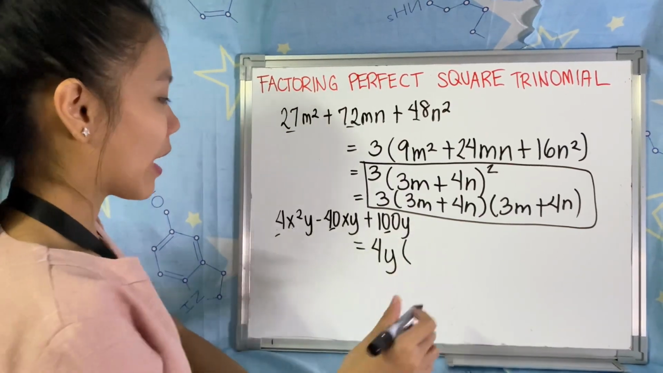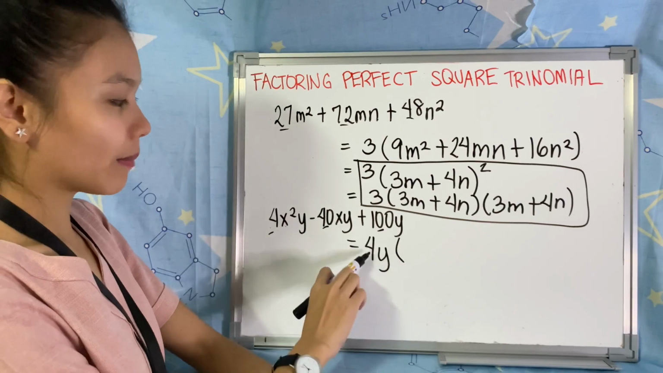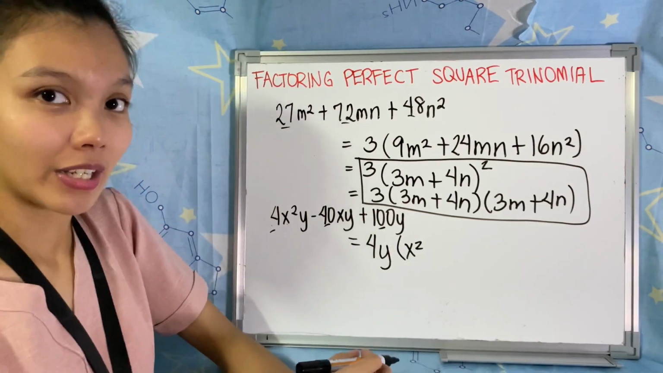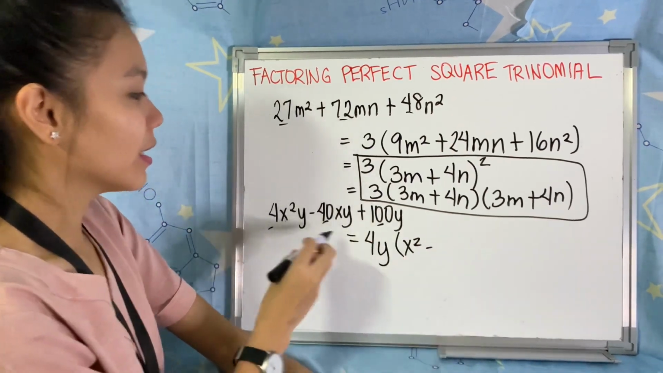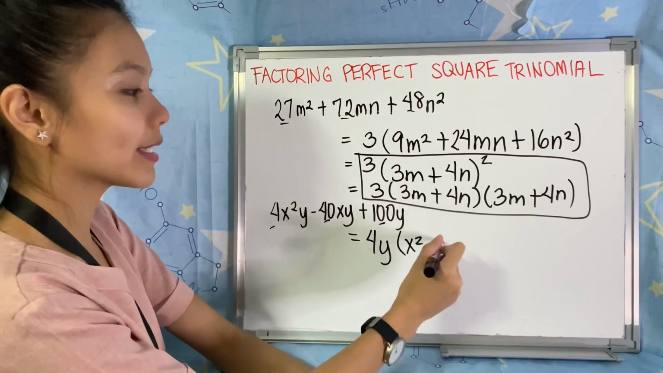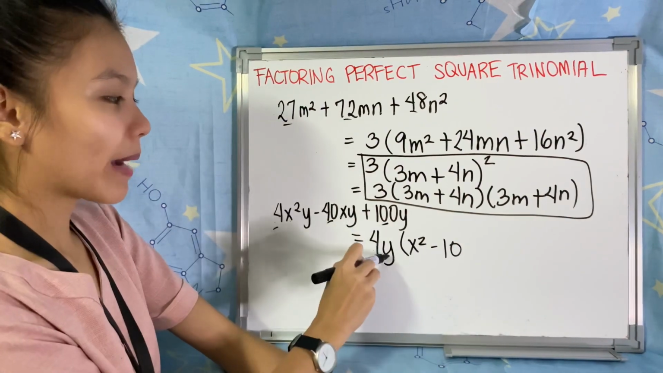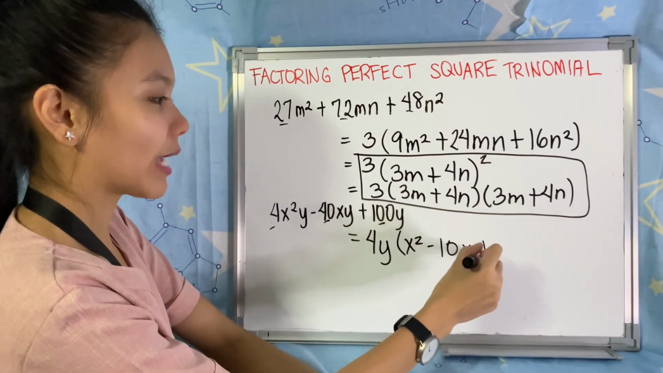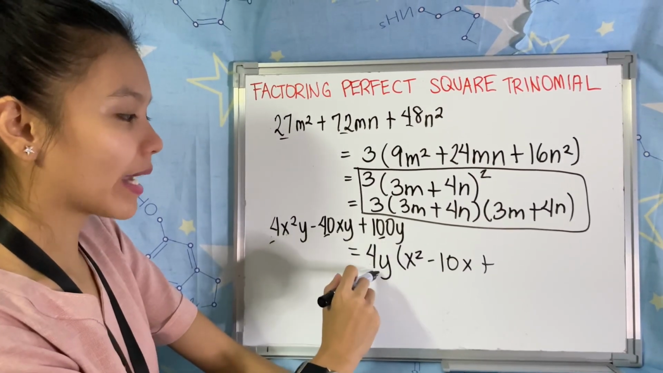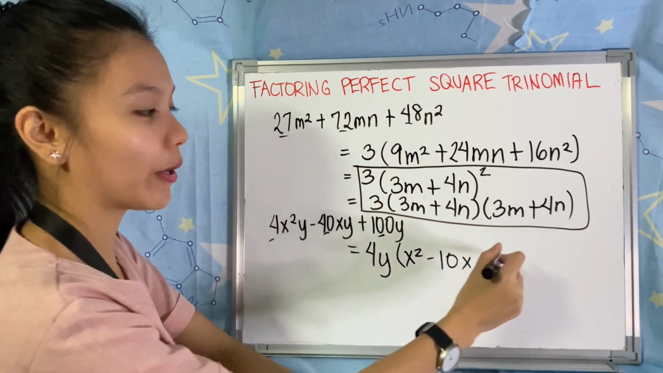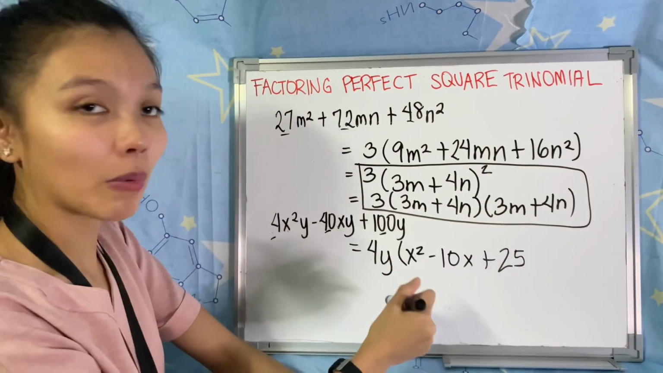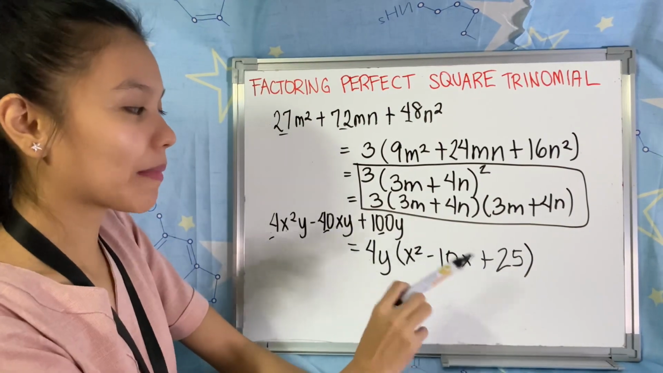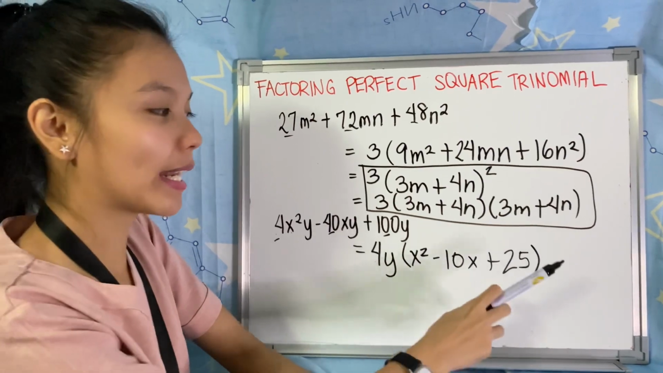So, let's factor it out. 4x squared y divided by 4y. So, ang matitira na lang sa kanya is x squared. And then, copy the sign. So, 40 divide 4, that is 10. xy divide y. So, mawawala na si y. Matitira si x. Copy the sign. 100y divided by 4y. So, 100 divide 4, that is 25. Y divide y, that is 1. So, wala na. So, makikita natin, mapapansin nyo na perfect square na yung first and last term natin.